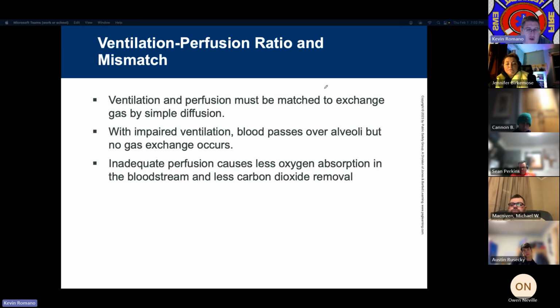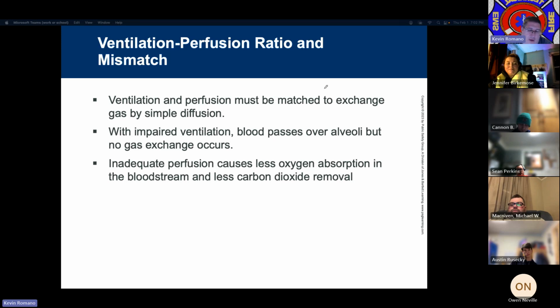So when ventilation is compromised, but perfusion continues, blood then passes over some of the alveolar membranes without gas exchange taking place. And a result of inadequate perfusion is less oxygen absorption in the bloodstream and then less carbon dioxide removal. Therefore, now we're retaining, right? If we can't remove it, we start taking it in. We're retaining carbon dioxide.